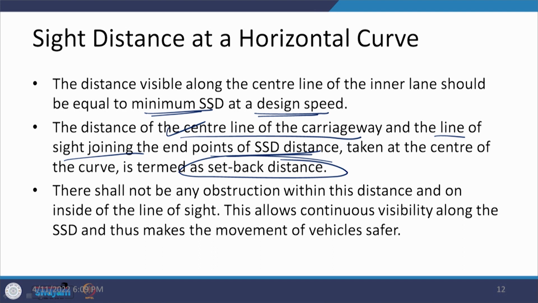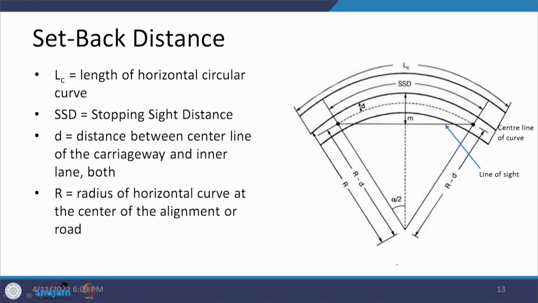And we need to have a continuous visibility along the SSD, that is important. You keep moving along the length of the curve and you should get SSD. If there is still a restriction, you need to omit those things. So, it means we need to talk about SSD and the setback distance, and how we are going to calculate this setback distance is being shown here.